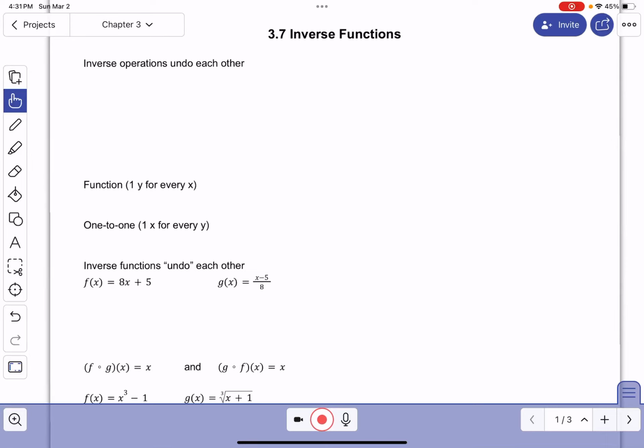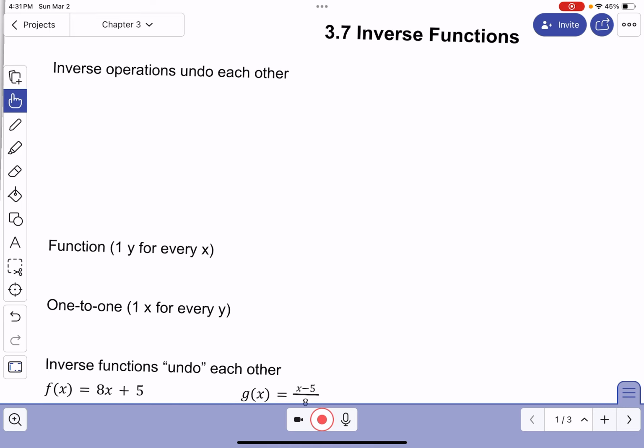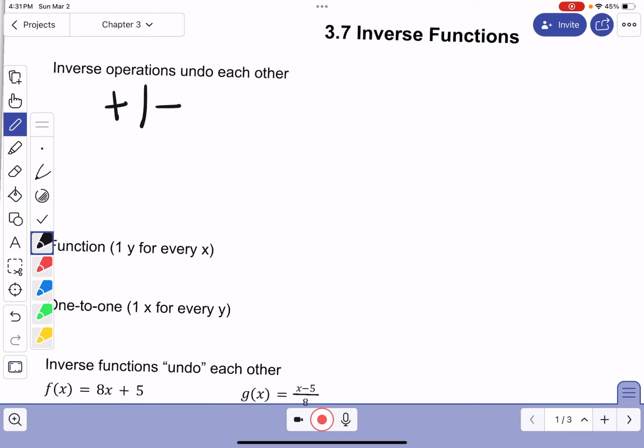All right, 3.7 talks about inverse functions. So inverse operations are operations that undo each other. For example, adding and subtracting undo each other. Multiplying and dividing undo each other. Squaring and square rooting undo each other. So inverse functions undo each other.